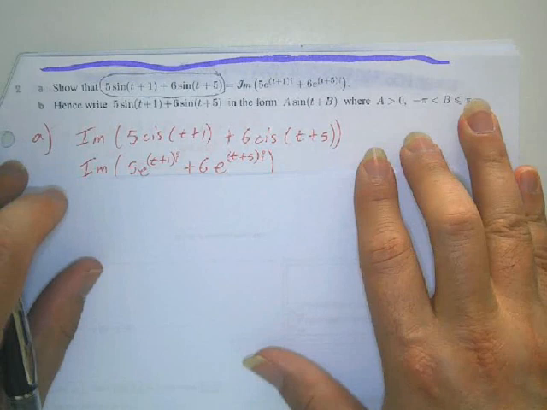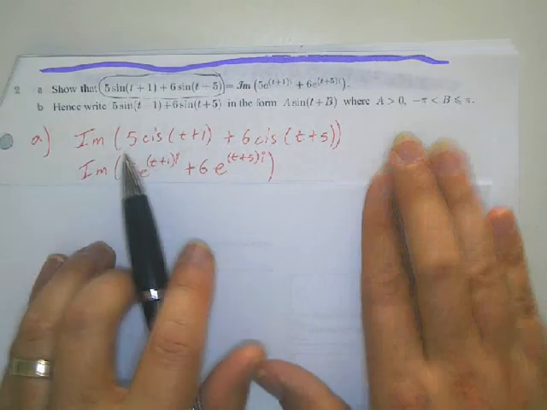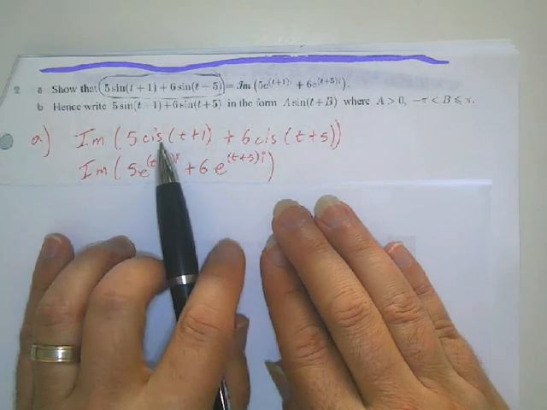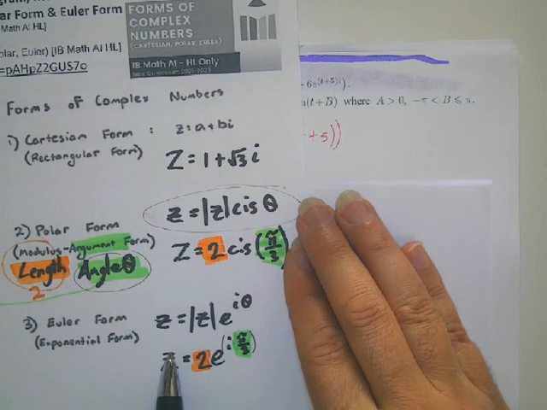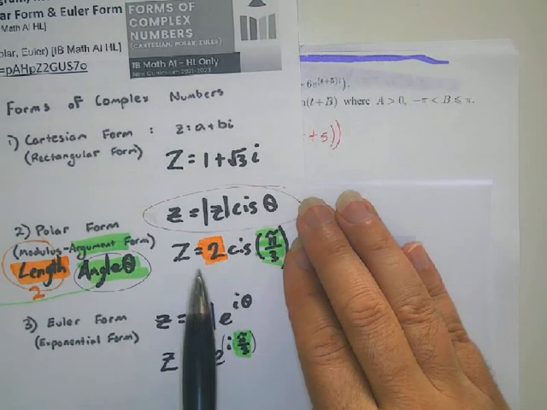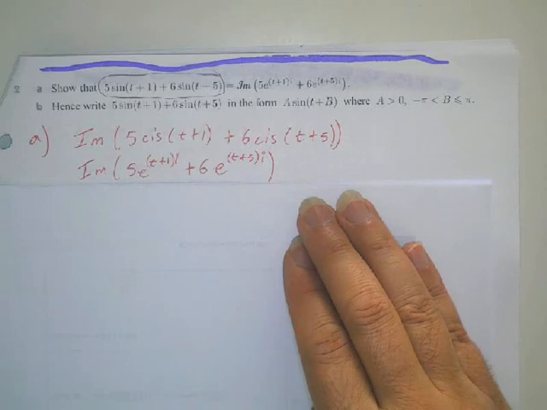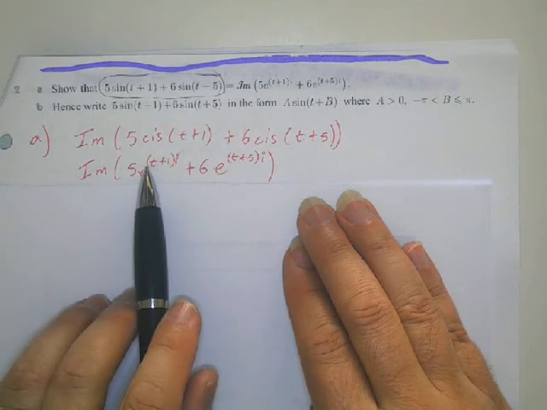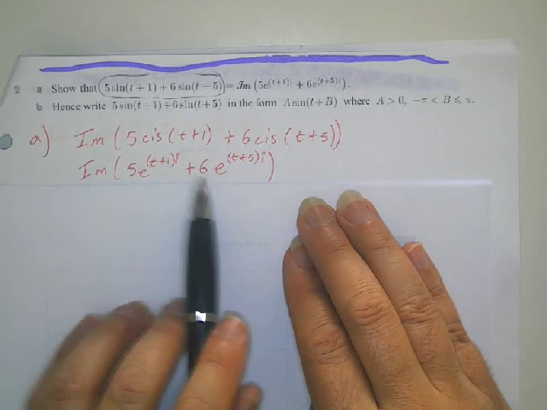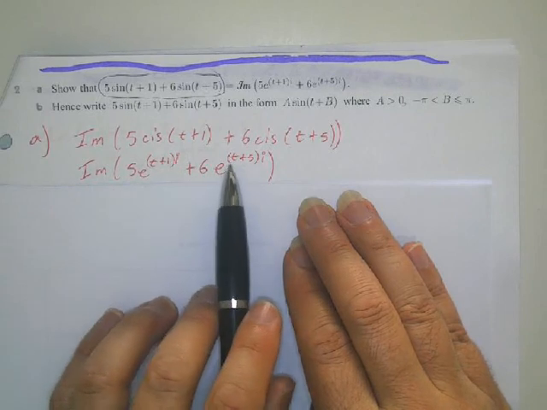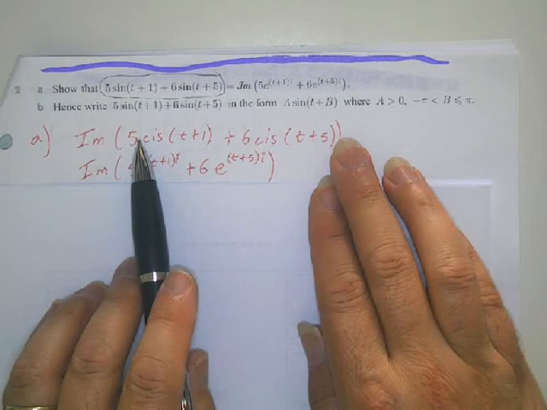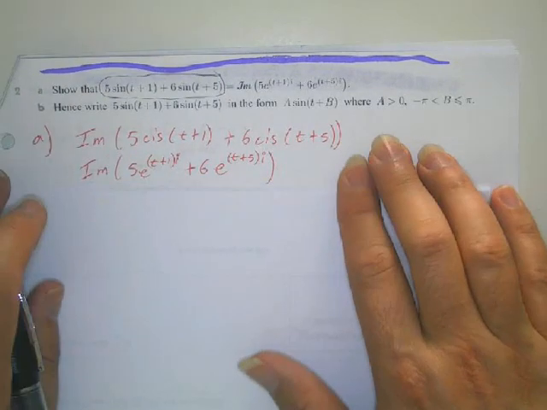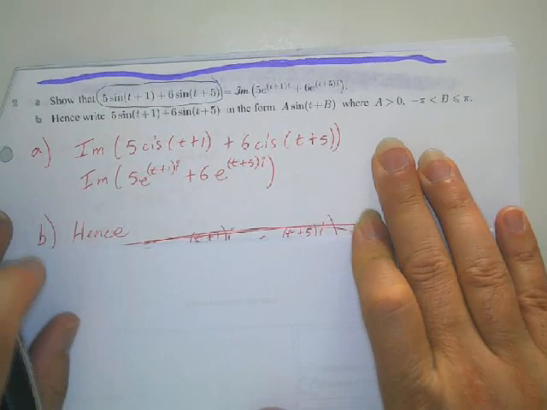And so if it's the imaginary part, then I can rewrite this polar form into Euler form like this. So now I'm going to rewrite this as 5 e to the power of t plus 1 i plus 6e to the power of t plus 5i. I just rewrote it from polar form to Euler form. Okay, and so now I can do part B.